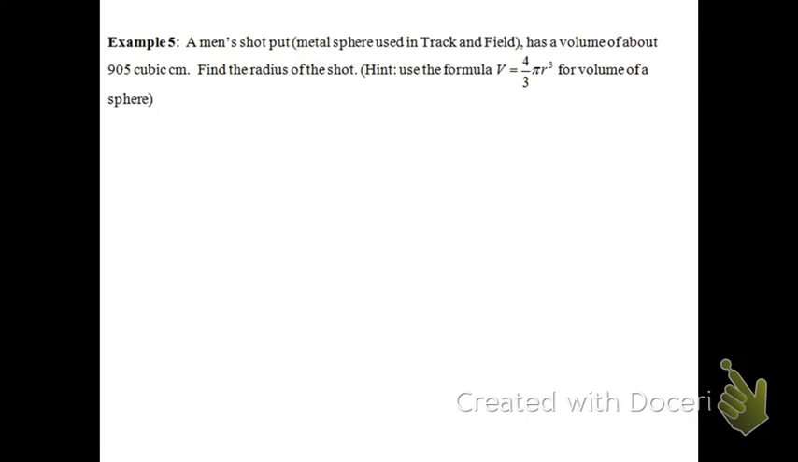In this example, a men's shot put, which is a metal sphere used in track and field, has a volume of about 905 cubic centimeters. Find the radius of the shot. Hint, we're going to use the formula the volume equals 4/3 pi r cubed for the volume of a sphere. We know our volume is 905, so I'm going to substitute 905 in for V into our formula. So we'll have 905 equals 4/3 pi times the radius cubed.